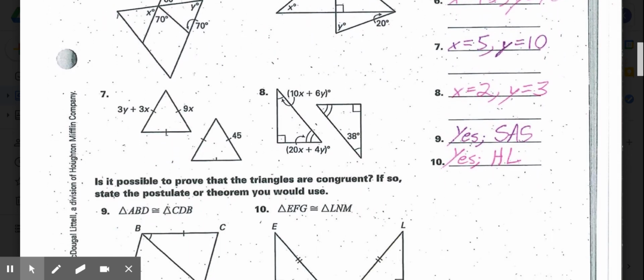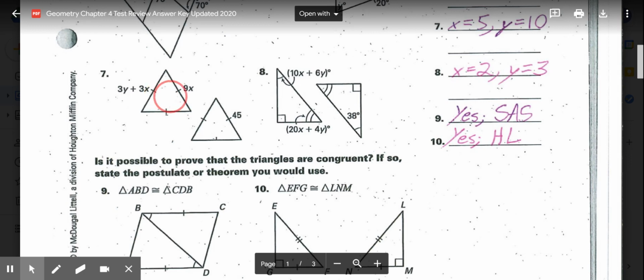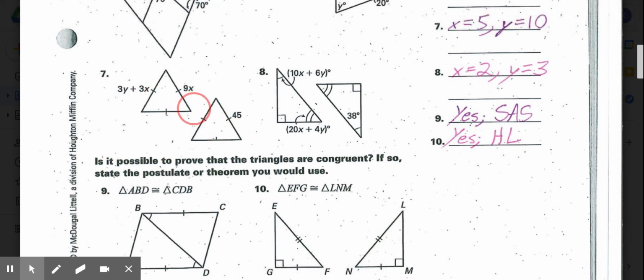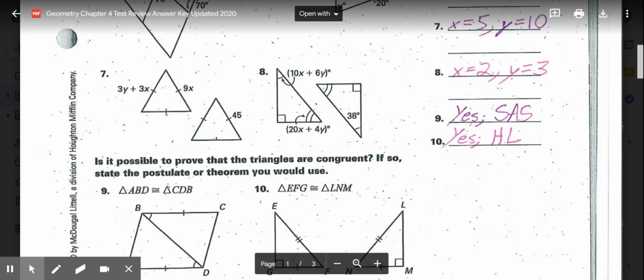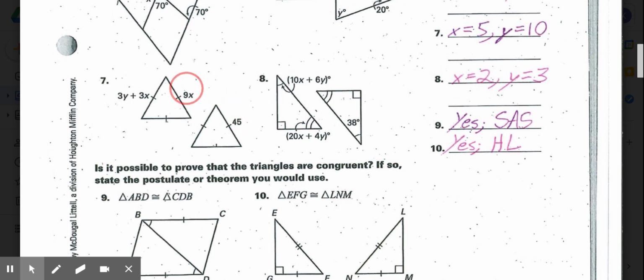Now in numbers 7 and 8, we're using congruent parts to figure out the measures of x and y. So in number 7, we have two equilateral triangles. I know all three sides on this one are congruent and this one, and because they all have one hash mark, they're equal to each other. So in number 7, I can find x by setting it up as 9x equals 45. 9x equals 45 means x would equal 5. 45 divided by 9 is 5.